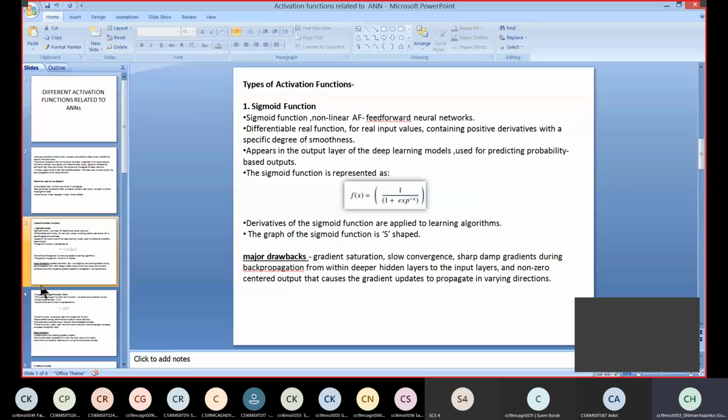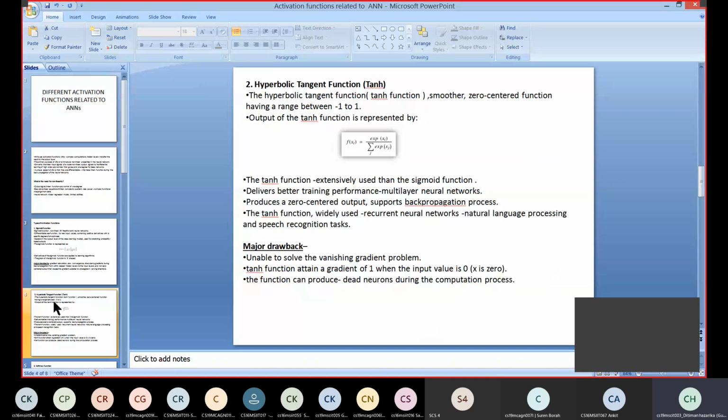Moving on to the next activation function, that is the hyperbolic tangent function. It is also known as the Tanh function. It is a smoother zero-centered function having a range between -1 and 1. The output of the Tanh function is represented by f(xi) = exponential xi divided by summation of exponential xj. The Tanh function is extensively used over the sigmoid function, as it delivers better training performance and it works on multi-layer neural networks. It produces a zero-centered output and it supports the backpropagation process.